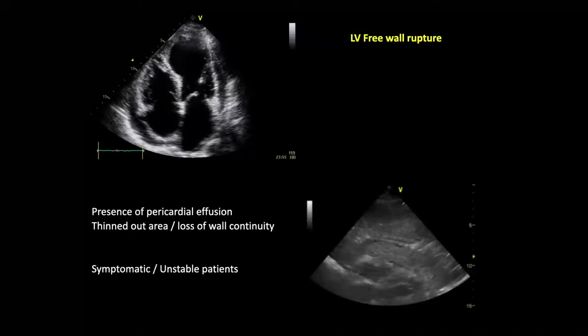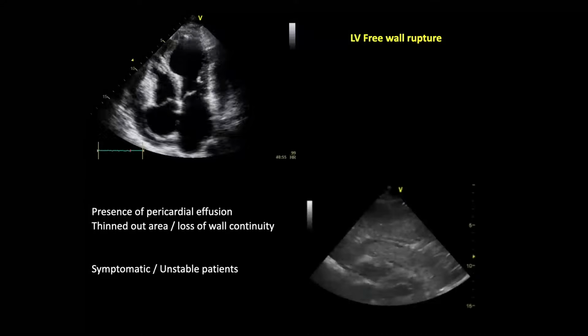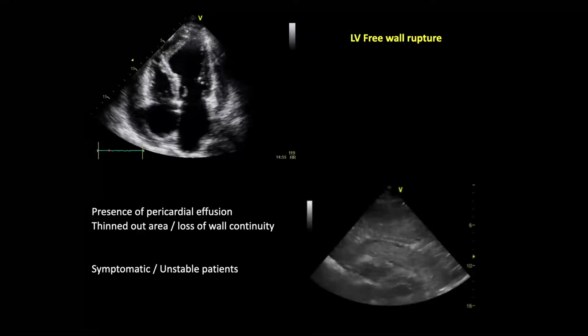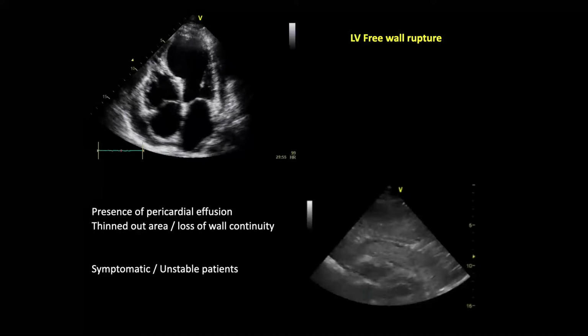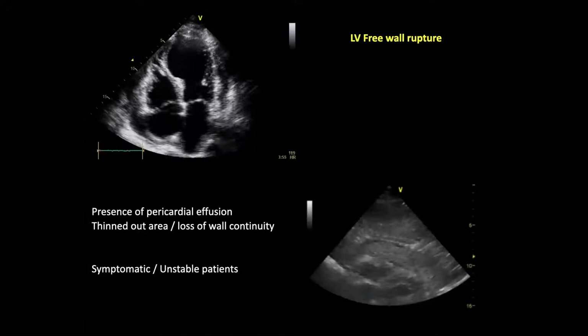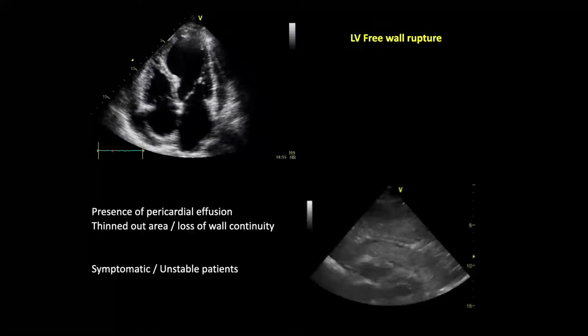So typically, a patient who has a collapse and then has an effusion, the suspicion is usually a free wall rupture. And you can see the free wall rupture typically occurs somewhere in the area of the lateral wall or at the apex, and you can have a dramatic outcome.